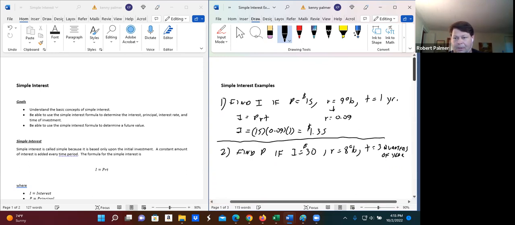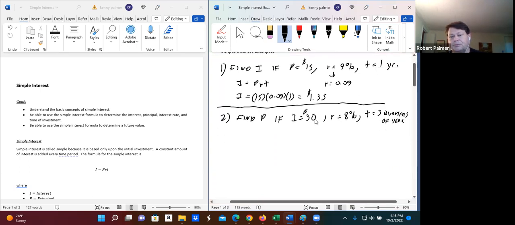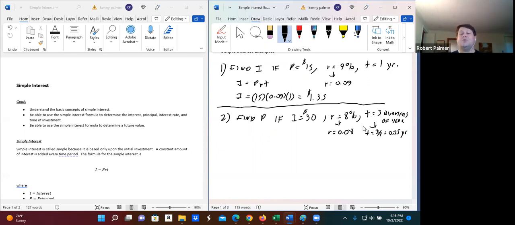Okay. Now, once again, R, we need to write that as a decimal. So R is going to be 0.08. And T needs to be put in terms of a year. So 3/4 of a year, that's going to be 3 divided by 4, and so that's 0.75 of a year. So 3/4 or 75% of a year. So once again, in this formula, your interest rate always has to be put in terms of a year.